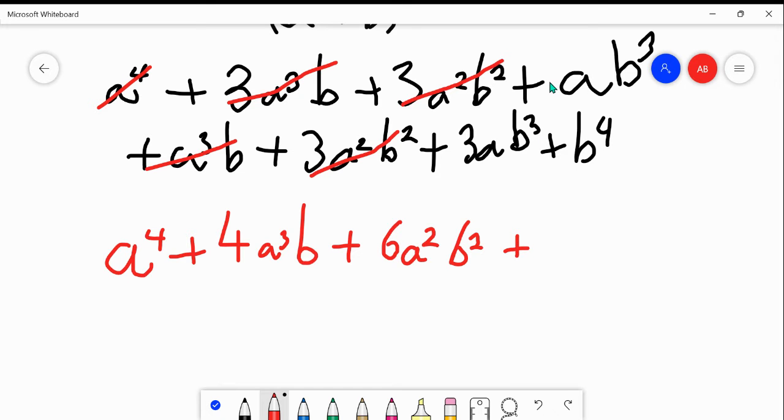Plus ab cube. There's another ab cube here. 3 plus 1 is 4. So you get 4ab cube. And last but not least, there is b to the 4. And this is our final equation.